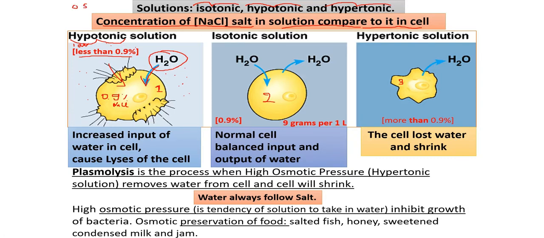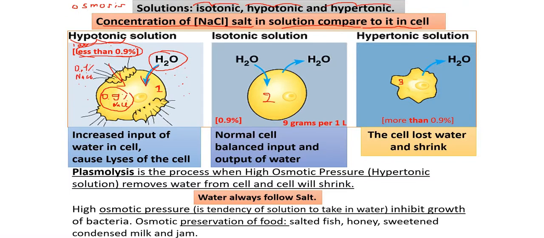Osmosis is the movement of water. Water always moves from the area of low concentration of salt to the area of higher concentration of salt. So if we put a cell in this solution, hypotonic, low tonic, it means the concentration is less than 0.9, for example 0.1% of the salt.